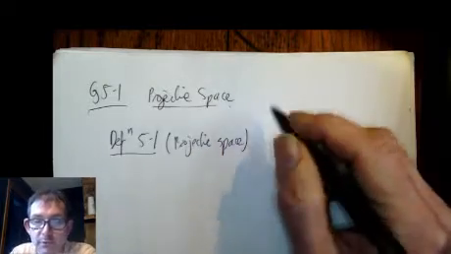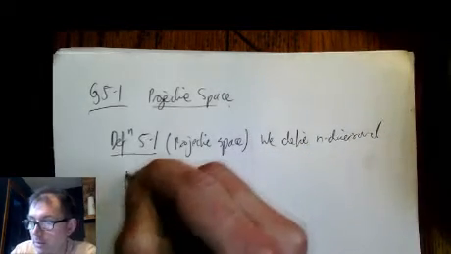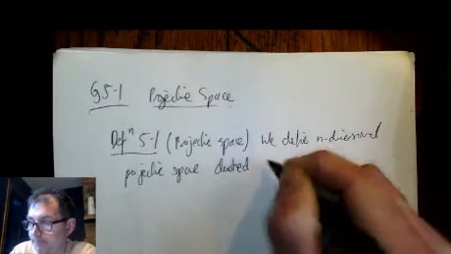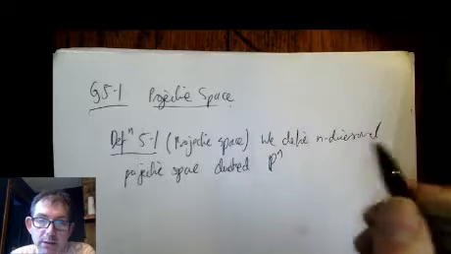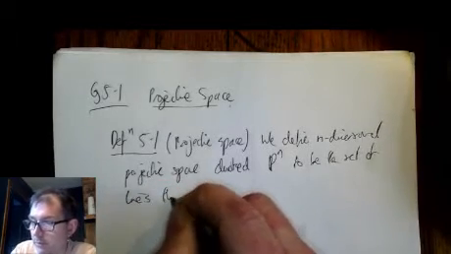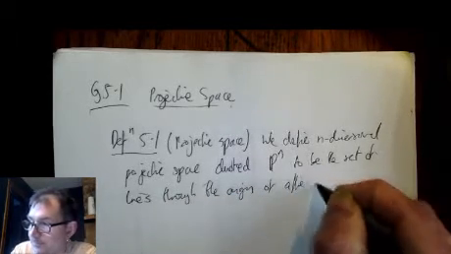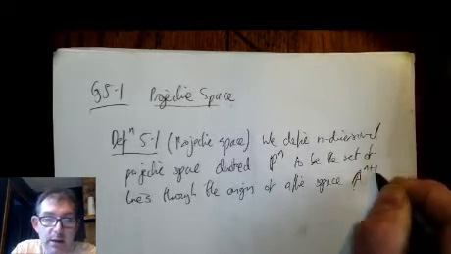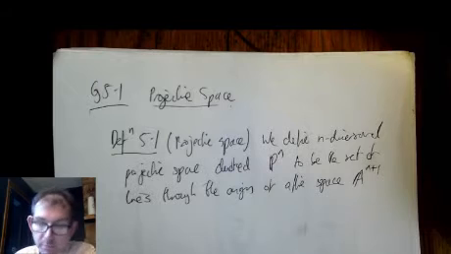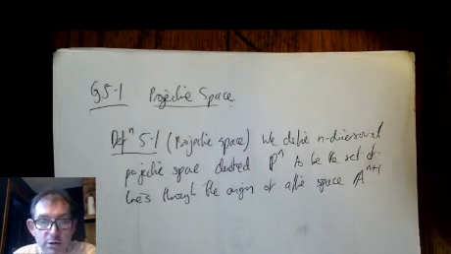So 5.1 projective space. We define n-dimensional projective space, denoted Pn, blackboard P to the n, to be the set of lines through the origin of the affine space A to the n plus 1. So when you take just the set of lines, you end up dropping down a dimension. So A^(n+1) goes to Pn.